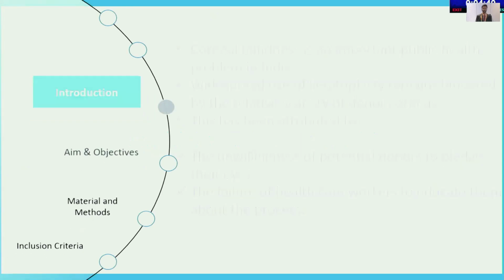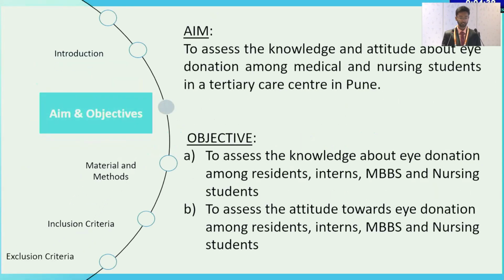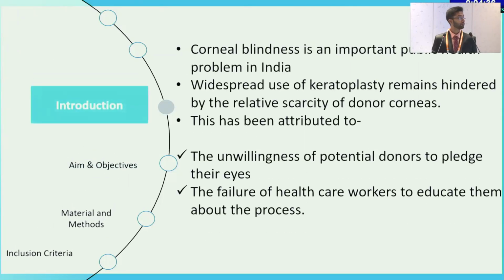Corneal blindness is an important public health problem in India, but the widespread use of keratoplasty remains hindered by the relative scarcity of donor corneas. This has been attributed to the unwillingness of potential donors to pledge their eyes, as well as to the failure of healthcare workers to educate them about the process.